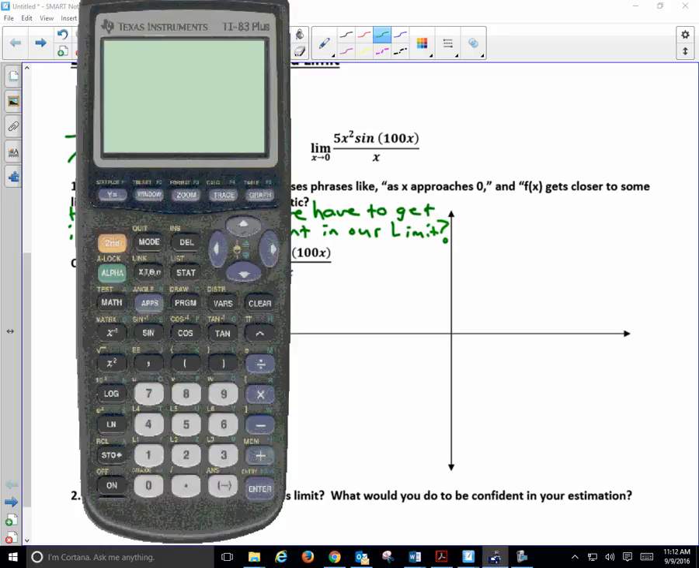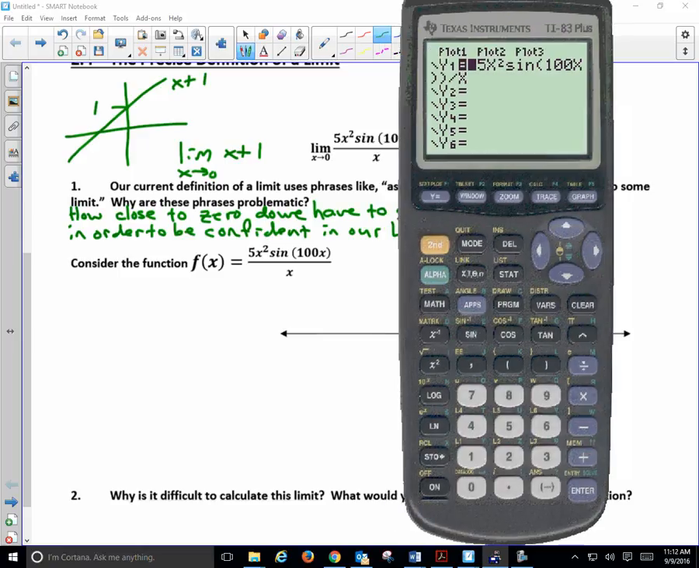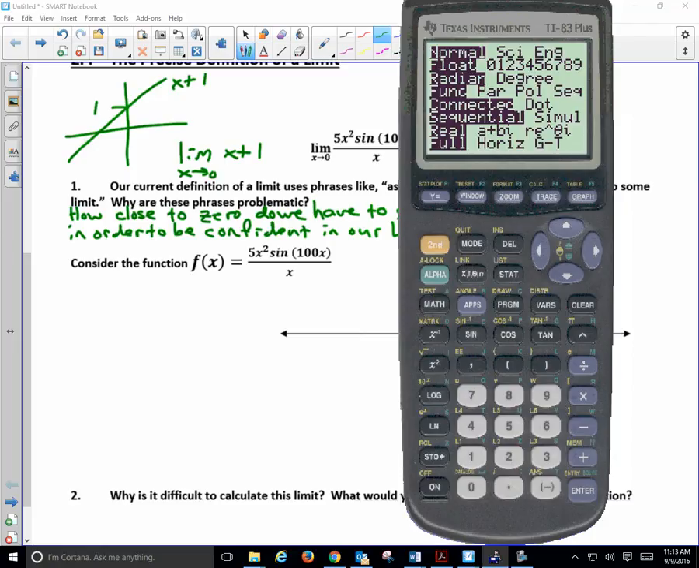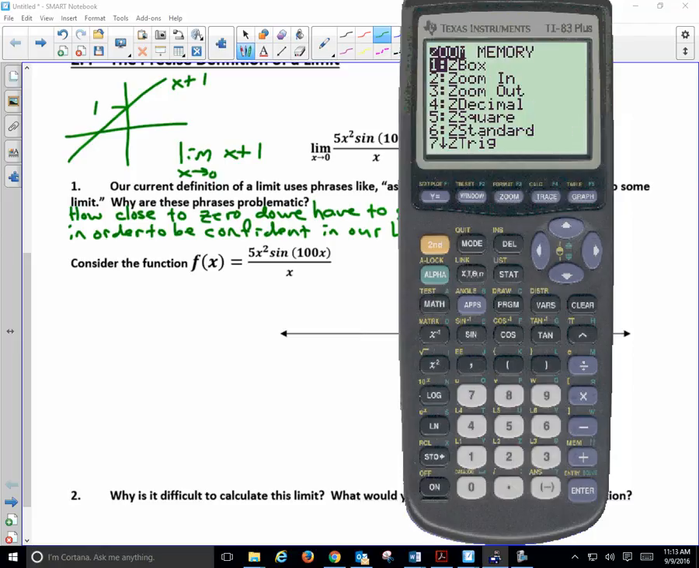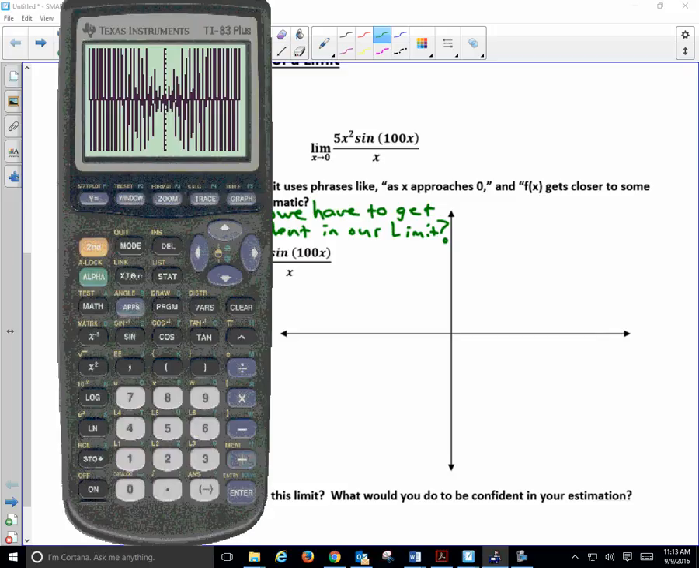Take out your calculator and let's plug in this, or watch mine. I'm going to plug in this function, y equals 5x squared times the sine of 100x, all divided by x. I'm in radians, and I'm going to zoom standard, and we're going to see what we get. And so I'm approaching 0. Can you say with confidence what the limit is as x goes to 0? Can somebody make a general guess? What's your guess?